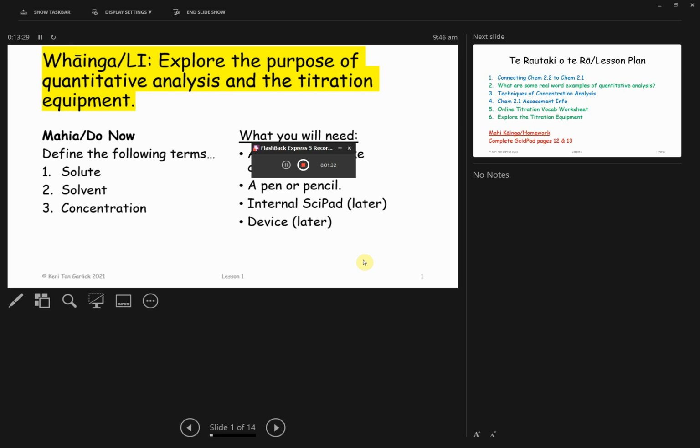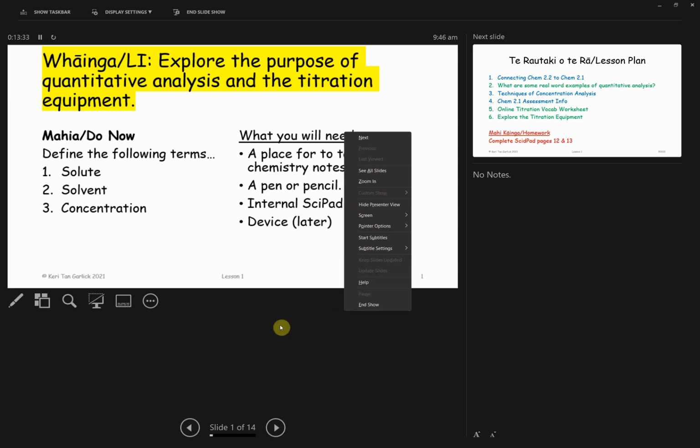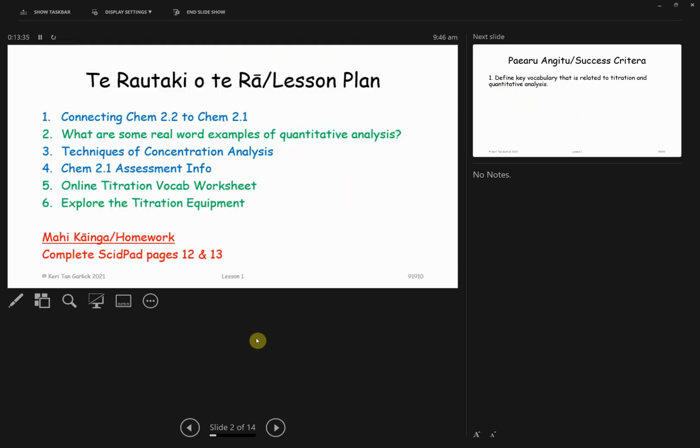So let me give you an overview of the lesson plan. Come on, you can do it, computer. There we go. I should also find my clicker so that I can actually walk around.